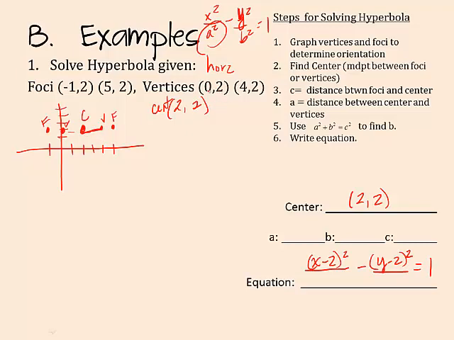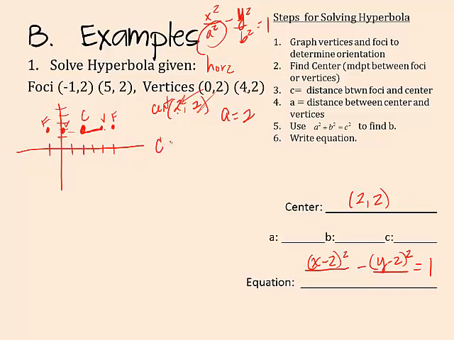Well, if my vertex is at (0, 2) and my center is at (2, 2), what's changing? My y-coordinates stayed the same, my x-coordinates changed by 2. If I look from this point, the difference between 4 and 2 is also 2. That means the a value is 2, because remember, a is the distance between the center and the vertex.